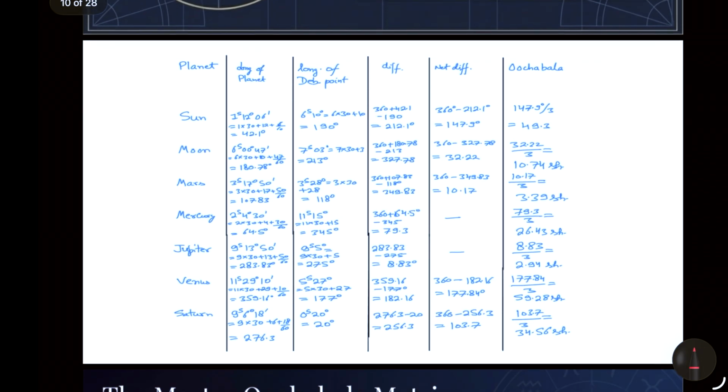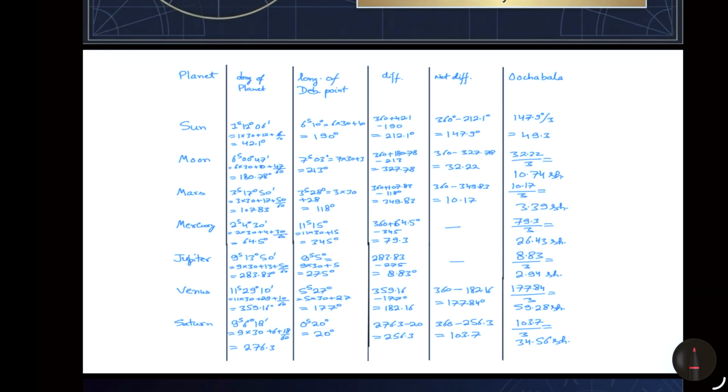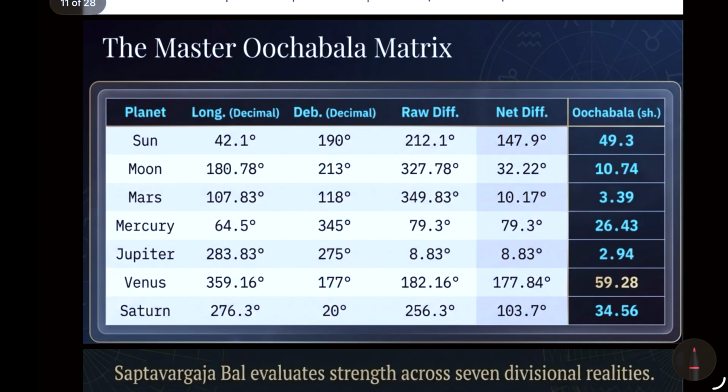Here are the calculations for all the planets, computed the same way. For Moon it is 10.74, for Mars it is 3.39, for Mercury it is 26.43, for Jupiter it is 2.94, for Venus it is 59.28, because it is very close to its deepest exaltation point. And for Saturn, it is 34.56. These are the computation values which we have just calculated.